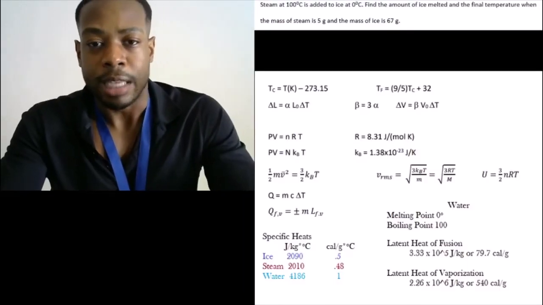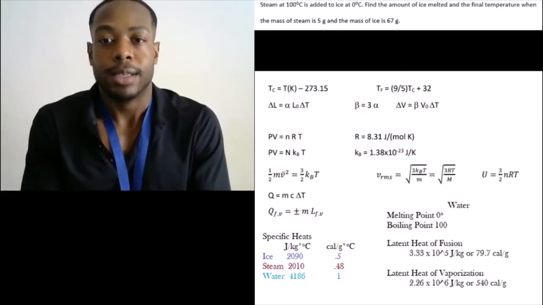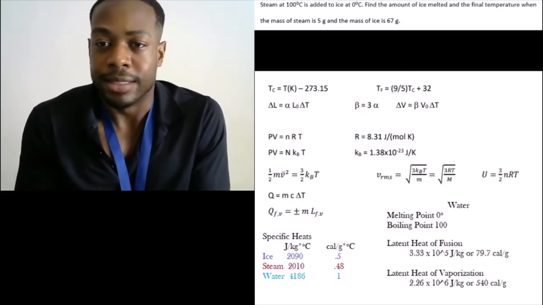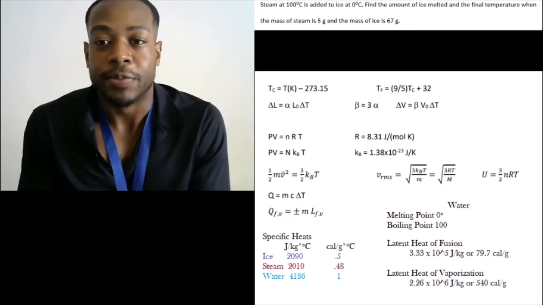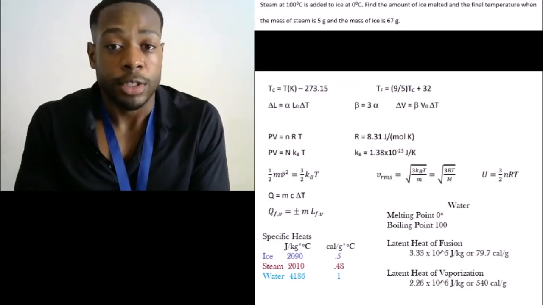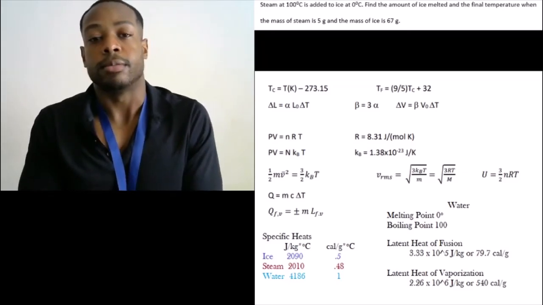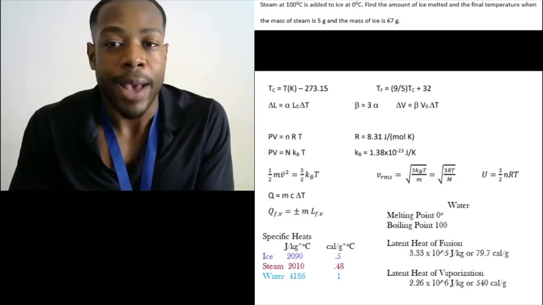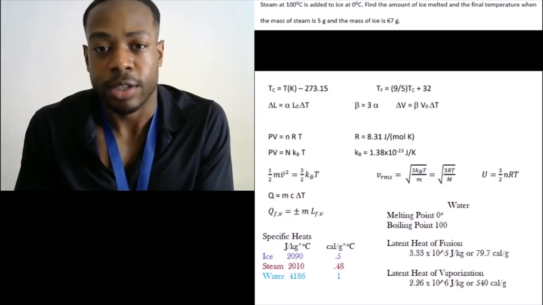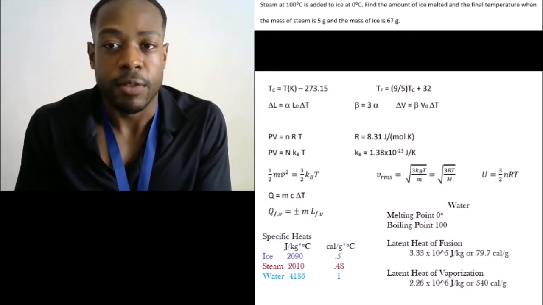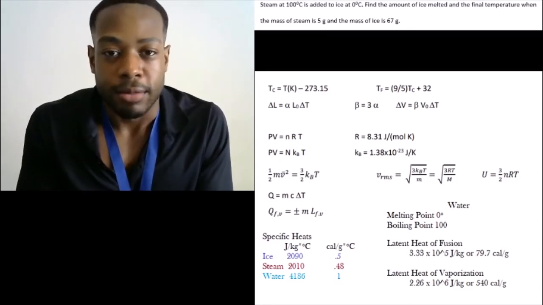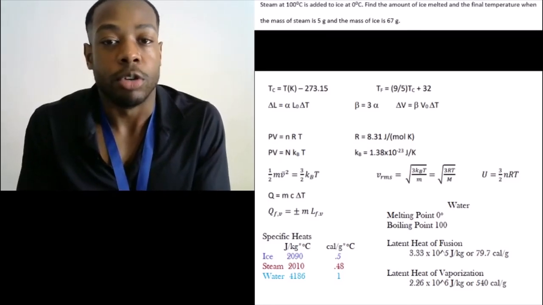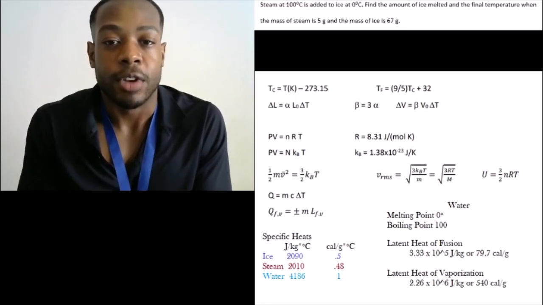Same idea here. Steam at 100 degrees adds ice at 0 degrees. Of course, find the amount of ice melted and the temperature when the mass of steam is 5 grams, and the mass of ice is 67 grams. So similar approach, right? You have the mass of the steam, you have the mass of the ice. You could initially find if you can melt all the ice with that amount of steam. You can't melt all that ice with that steam. So you're going to see you're going to have ice left over.